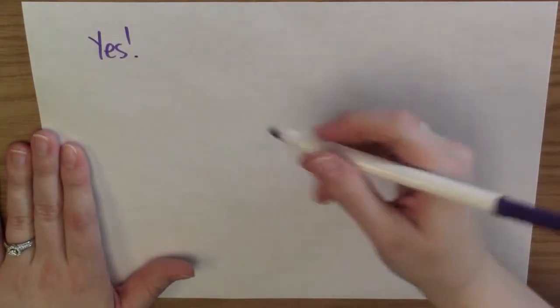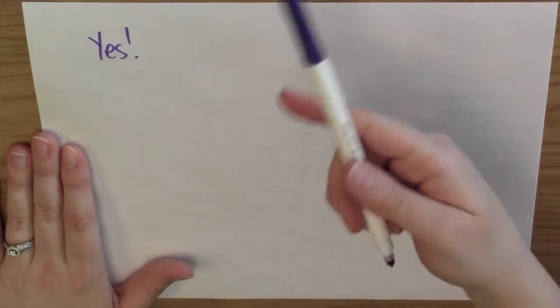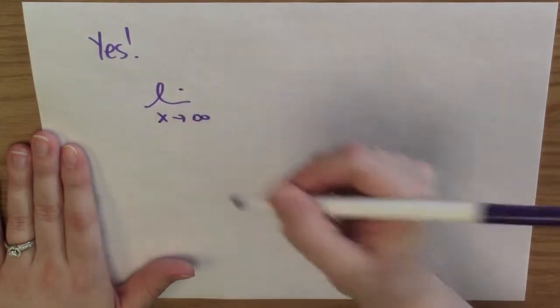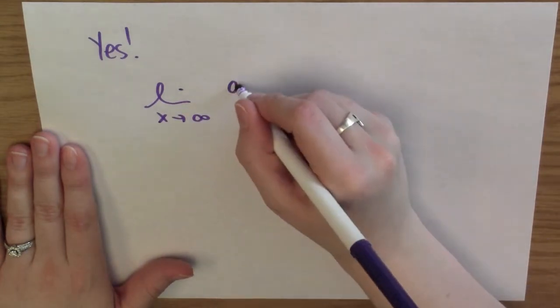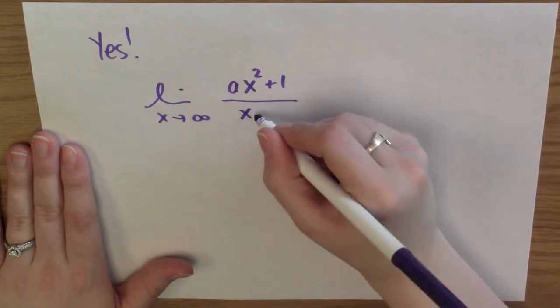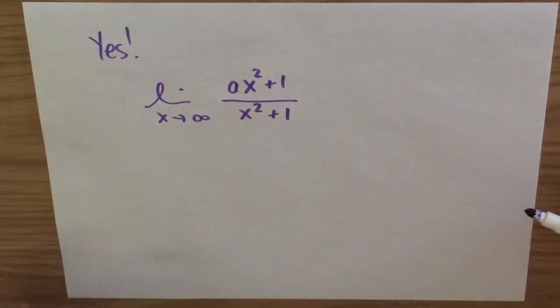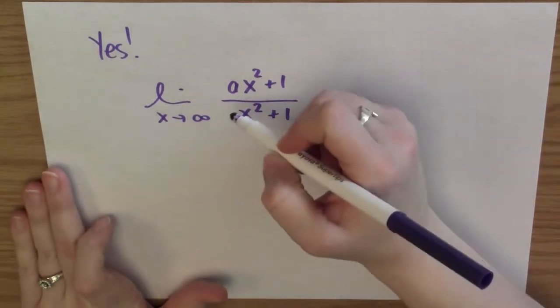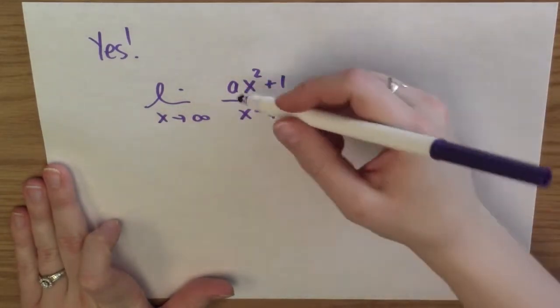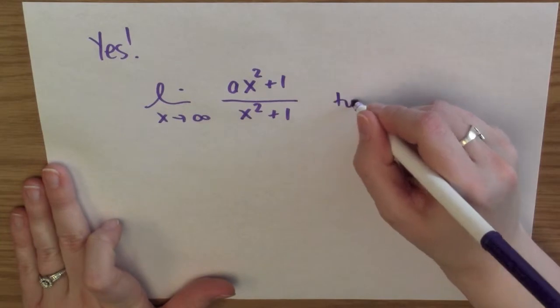Let's do it. Well, if I think a lot about the things that I've just been doing here, it's not too surprising that if I look at the limit as x approaches infinity of (a times x squared plus 1) all over (x squared plus 1), well, what am I going to get? We first have to determine that this is the right type. So as x goes to infinity, a is a number, so the top is going to infinity.